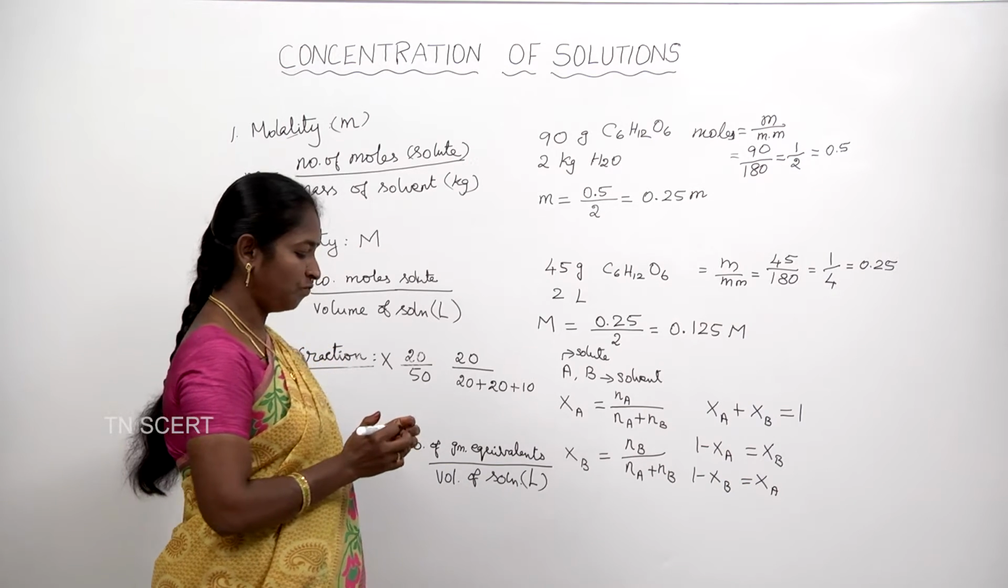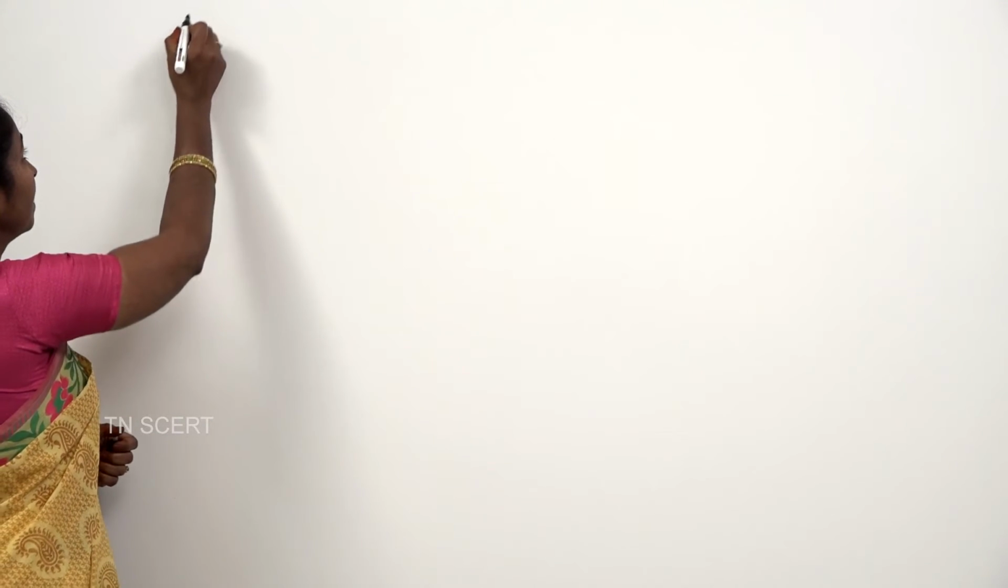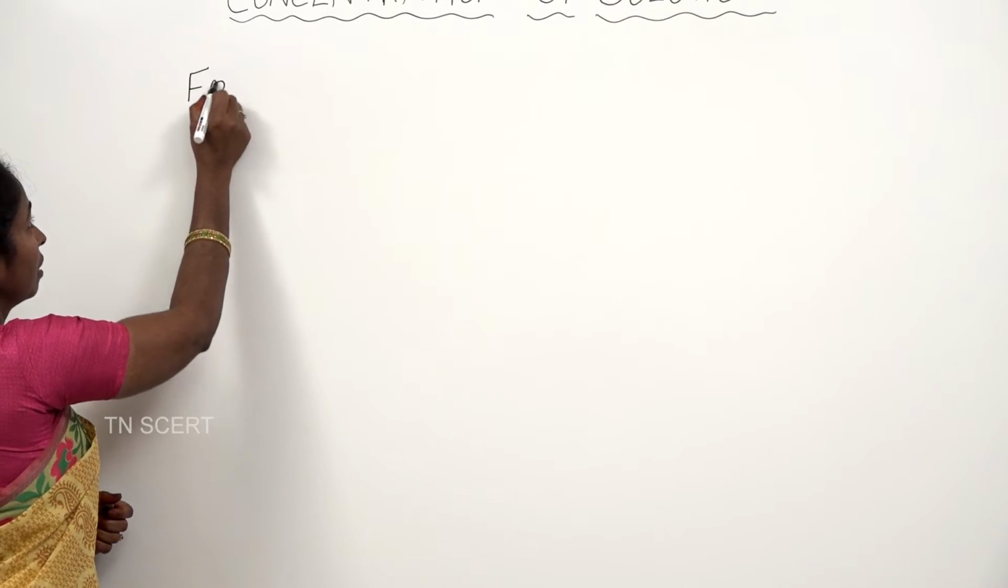Next one is formality, which is given by the capital letter F.